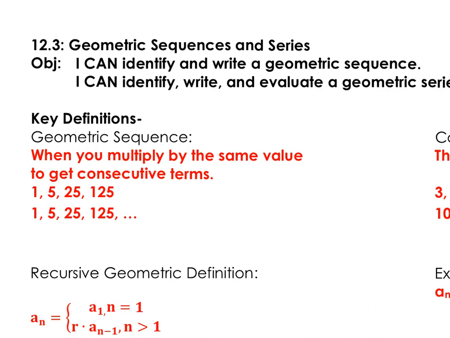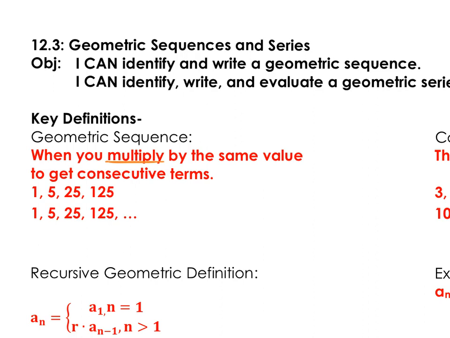The other lesson in Chapter 12 is 12.3, Geometric Sequences and Series. The definition of a geometric sequence is when you multiply by the same value to get consecutive terms. Arithmetic is when you add or subtract.